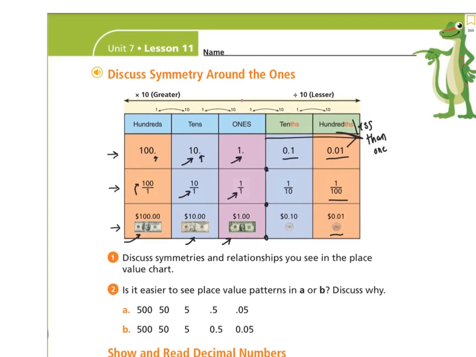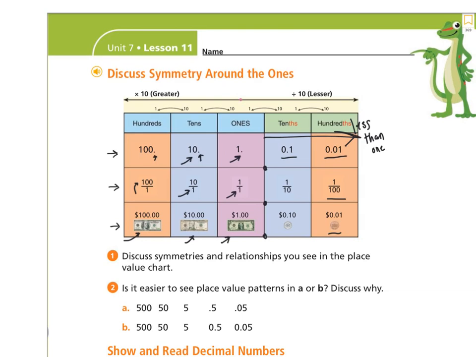Are there any questions about that chart right there? That chart is a really important chart for you to understand and see how it's laid out. This is representing your different place values here. Our place value system in America is based on a base 10 place value system. So keep that in mind. It's all about tens. You're counting by tens, okay?